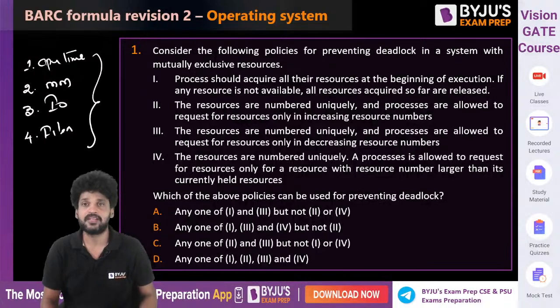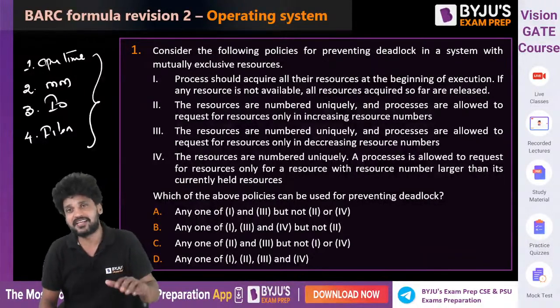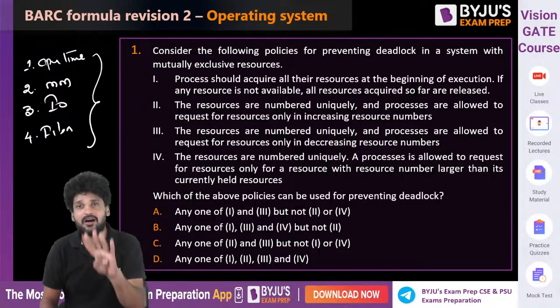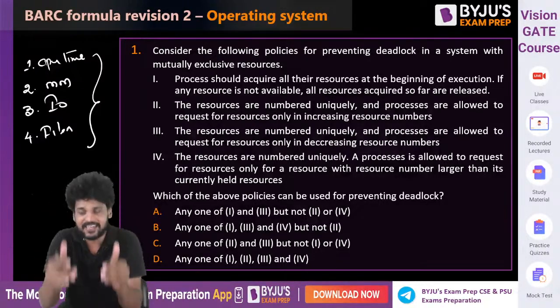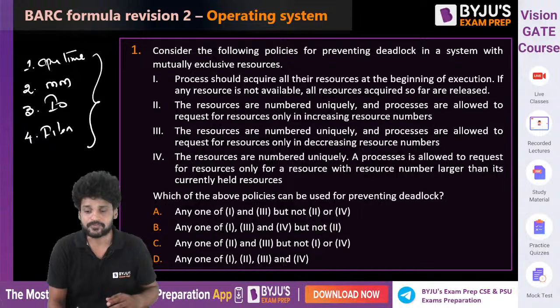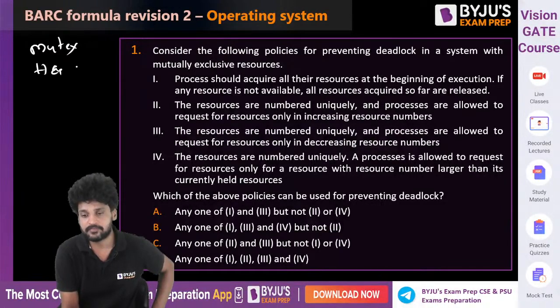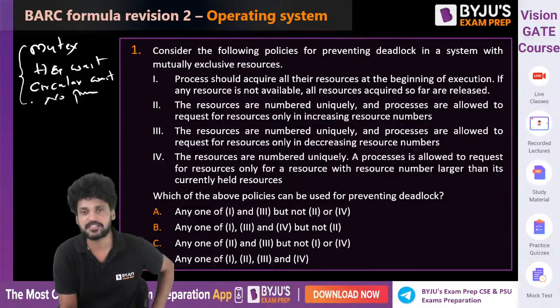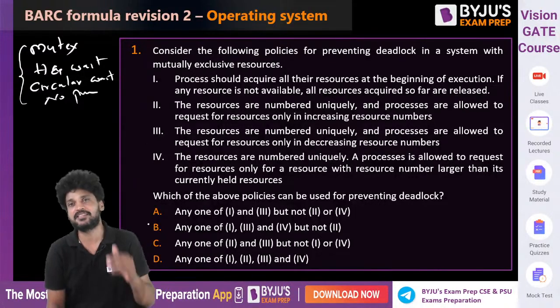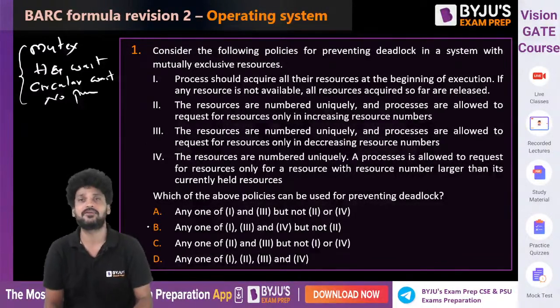Now let me tell you, in order to have deadlock occur in any system, all these 4 conditions must be simultaneously held in the system. Mutual exclusion, hold and wait, circular wait, and no preemption. If all these 4 conditions are simultaneously held in any system, then the system may have a chance to get into the deadlock state.